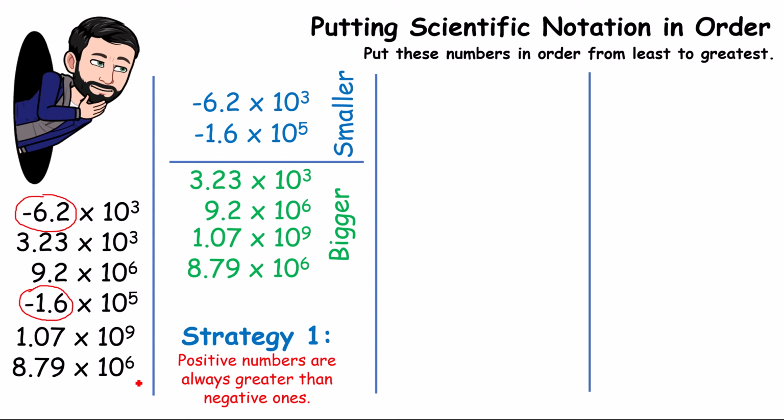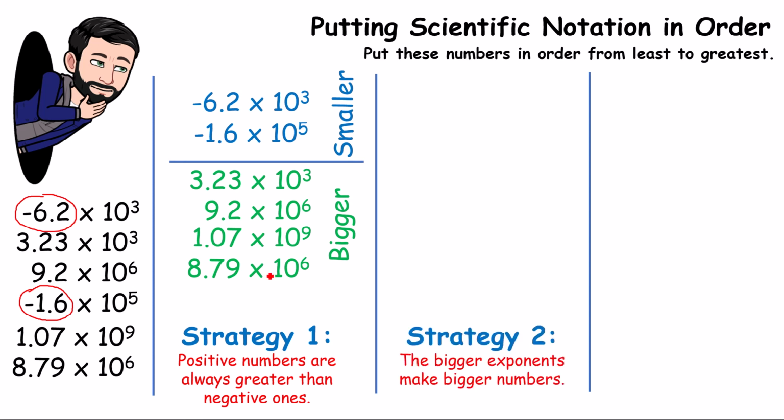Notice I'm not done with the problem yet. I've simply sorted my positives and negatives because I know that these two will come first, these four will come last. Let's move to strategy number 2. The bigger the exponent, the bigger the number. So when I look at my list now, already separated, I'm comparing exponents now. Notice 10 to the 5th is going to give me a bigger number than 10 to the 3rd.